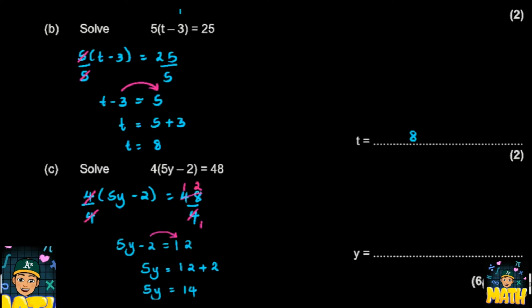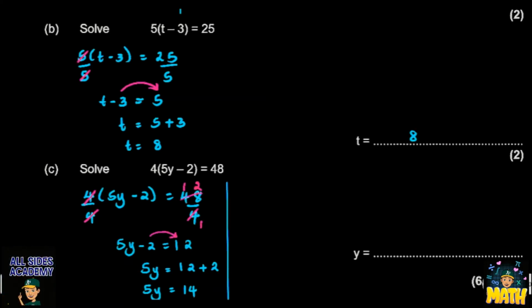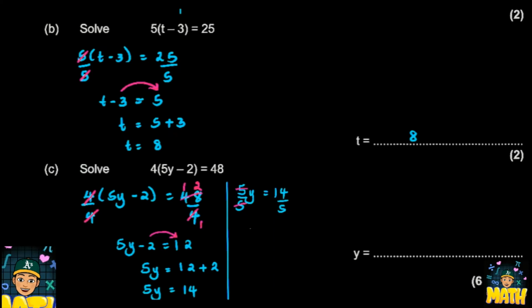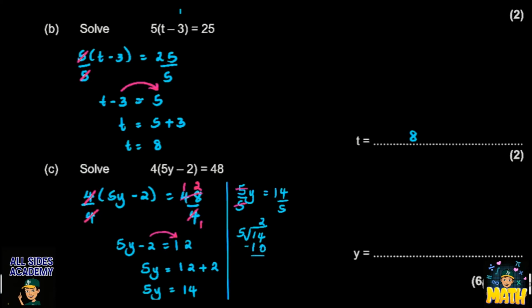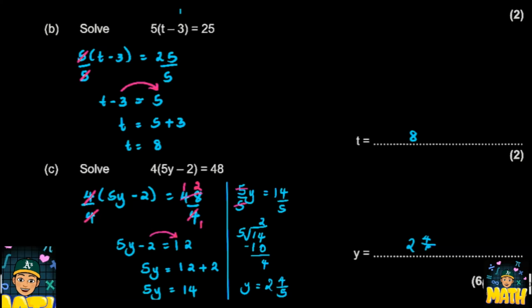Now I will make a line right there and then divide by 5 on both sides. 5y equals 14. Divide by 5. The two 5s cancel out. Now I'll divide 14 by 5. 5 goes into 14 two times for 10, and then I remain with 4. So I'll write that as 2 and 4 over 5. So that's my value for y, 2 and 4 over 5 right there.